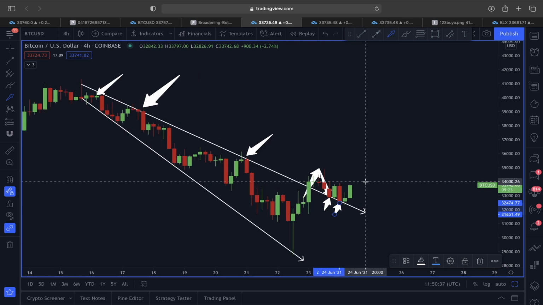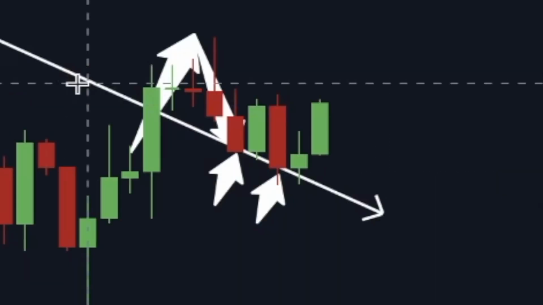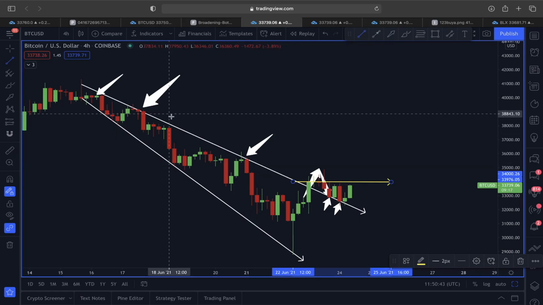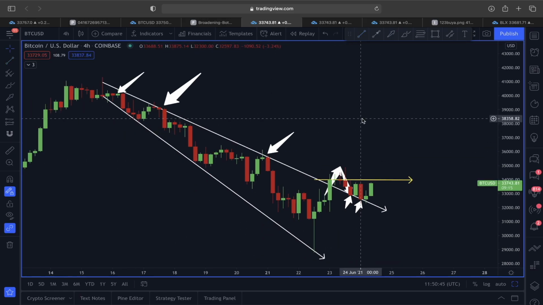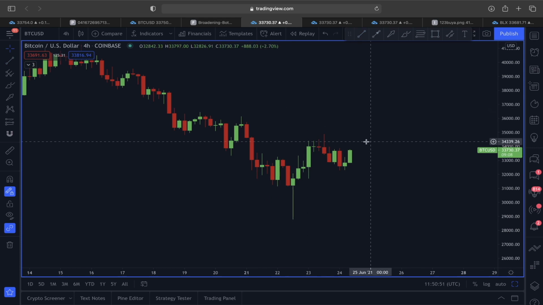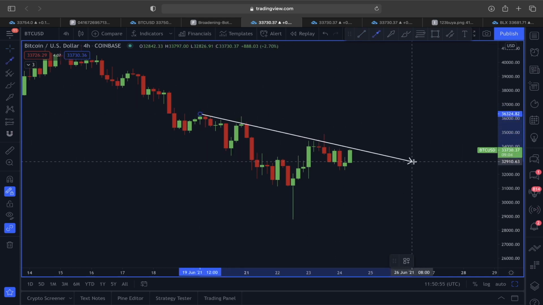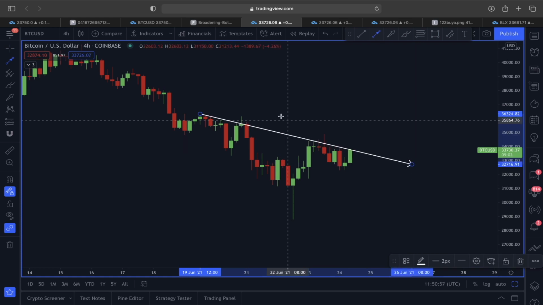What we want at any cost for now is to break out of this 34,000 resistance line. And why breaking out of this 34,000 resistance line could actually turn the price very bullish is because you can see here, let me delete everything and show to you guys one by one.